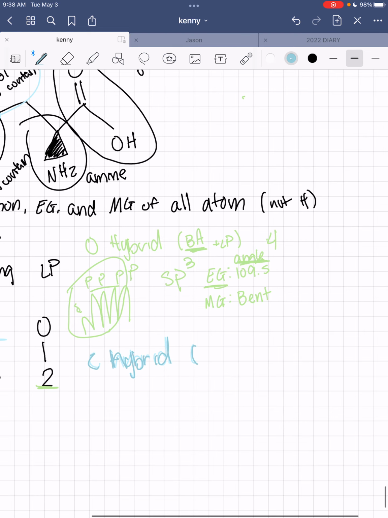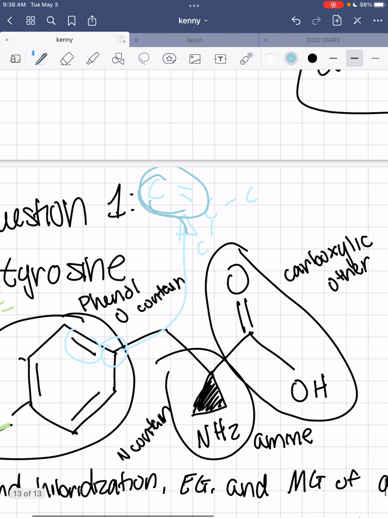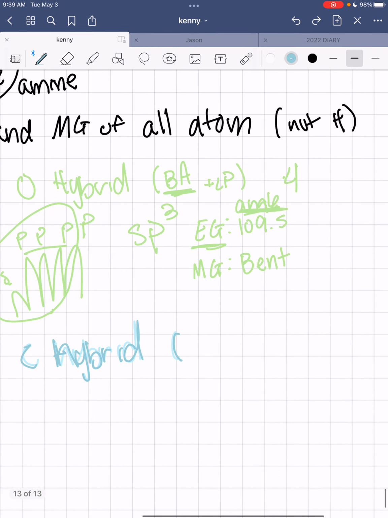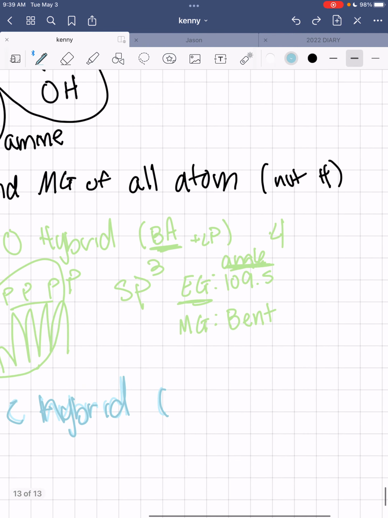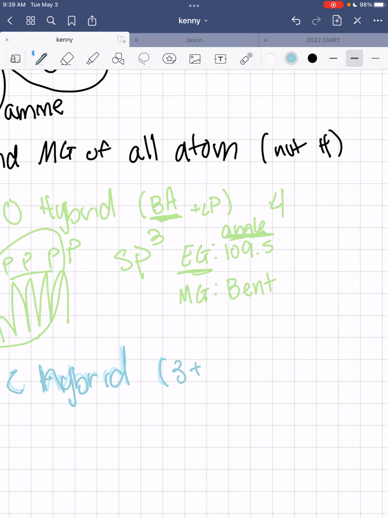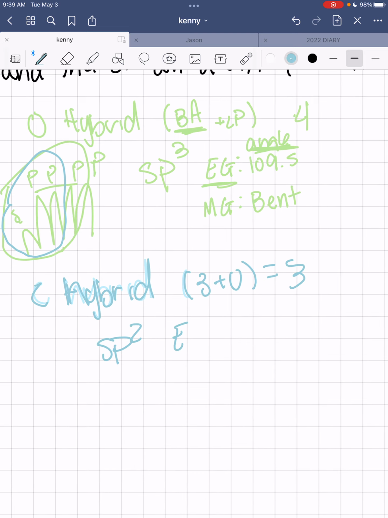So BA is bonding atoms. You see, this is what I was talking about earlier. This will only count as 1 because it's bonding atoms, not bonds. Even though there's a double bond here, it's only 1 bonding atom. So that would be 3 plus 0 because it's 0 lone pairs, which equals 3. With 3, do the fingers: 1, 2, 3, and they should be sp2.